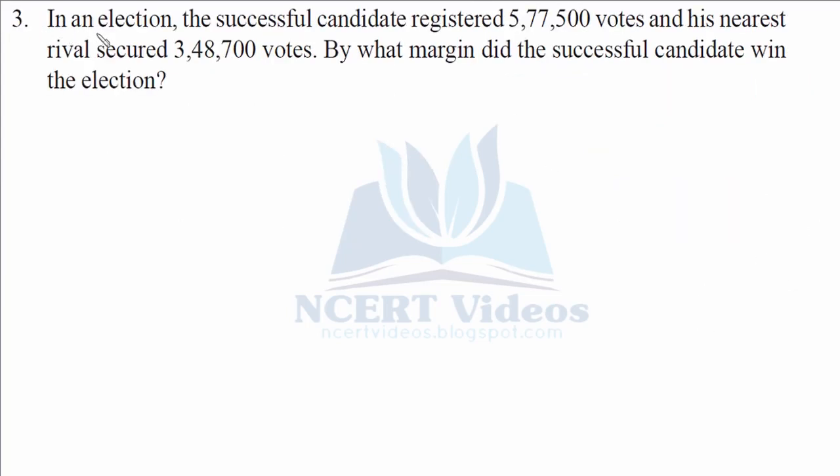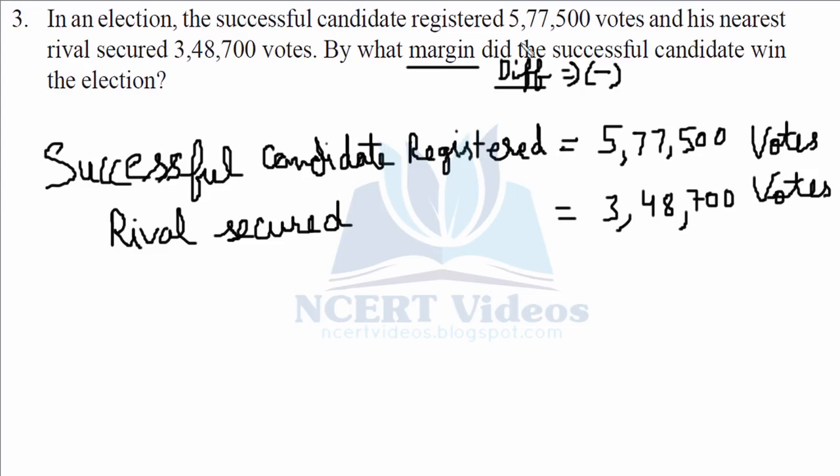In an election, the successful candidate registered 5,77,500 votes and his nearest rival secured 3,48,700. So what is the margin? Margin is simply the difference between both these candidates. Obviously, first candidate has got the bigger number of votes. So it would be a difference problem. Therefore, we are going to subtract it.